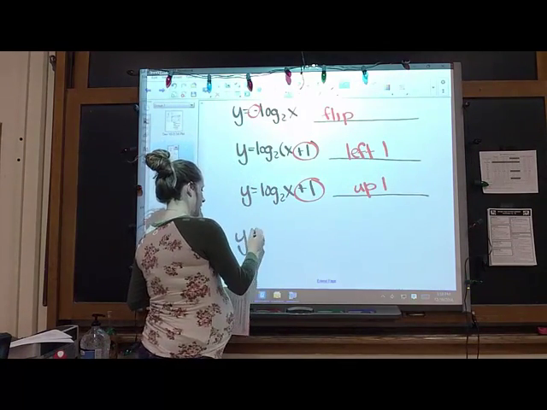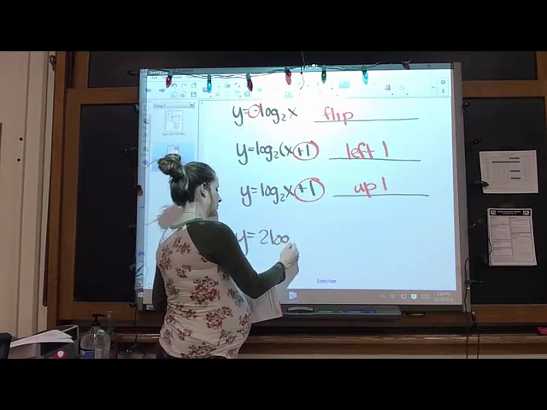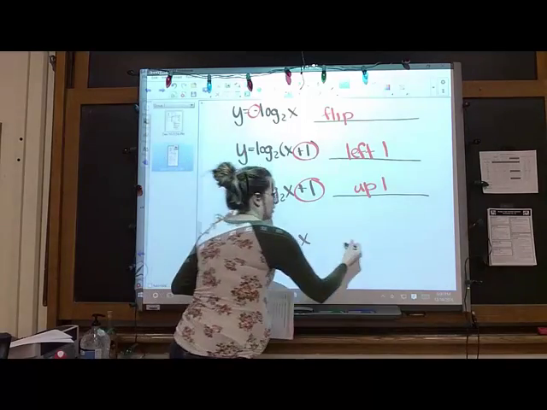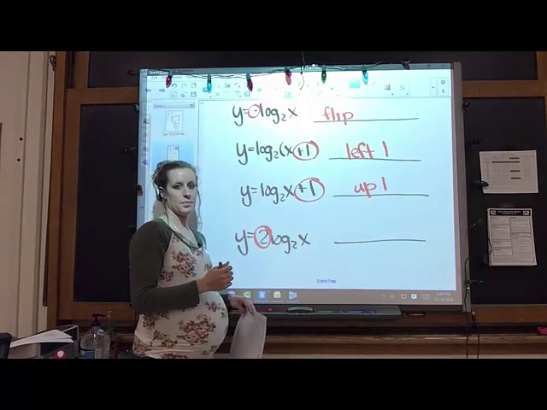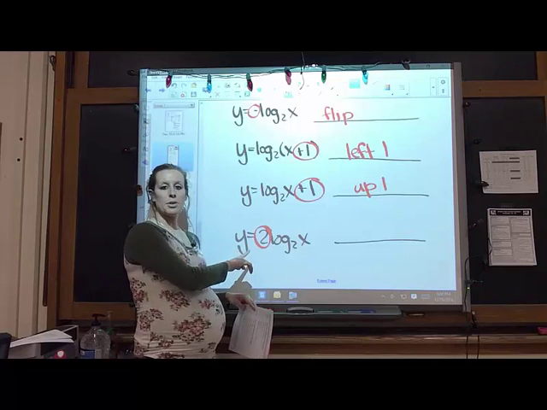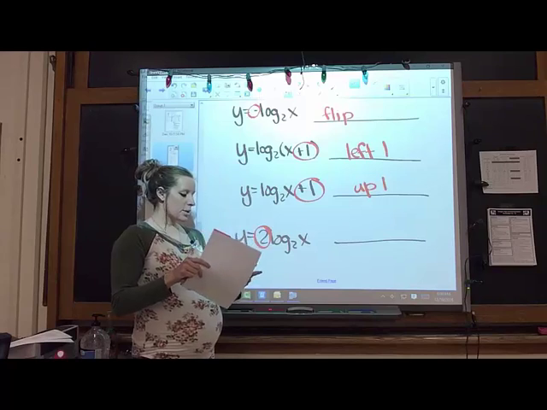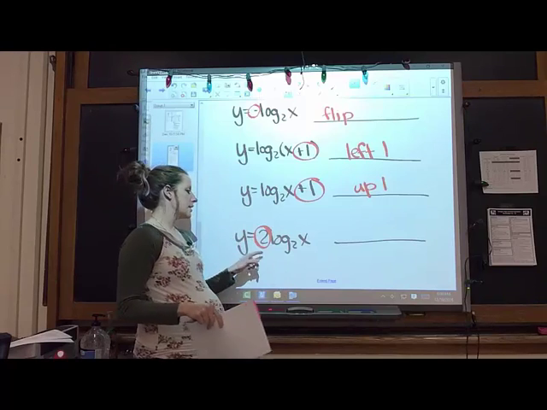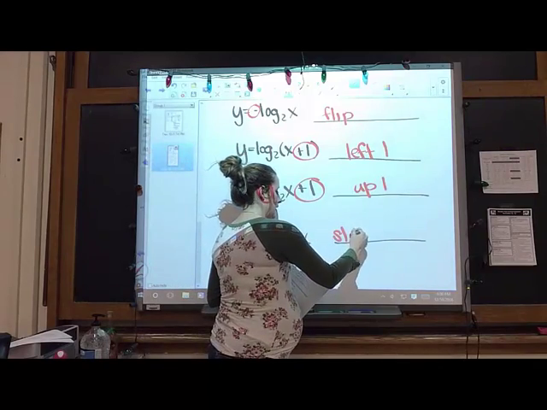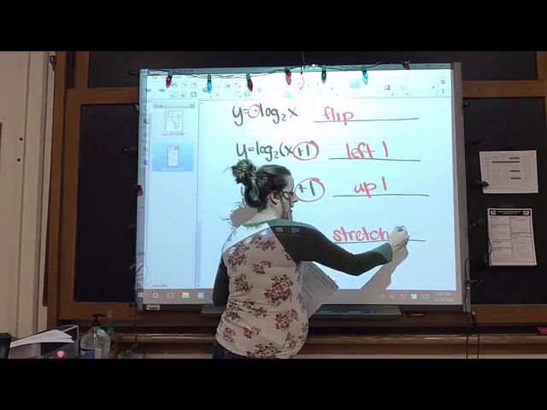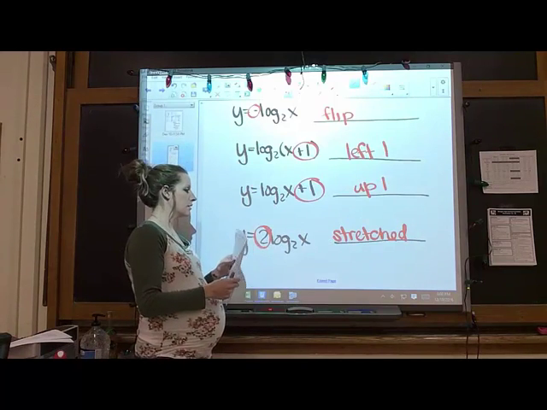And then the last one, 2 log base 2 of x. So on this one, we have a 2 in the beginning. Anytime you have a number at the beginning of your equation, whether it's linear, quadratic, whatever function it is, it's going to stretch it. So this one is going to be stretched by a factor of 2, whatever that number is.